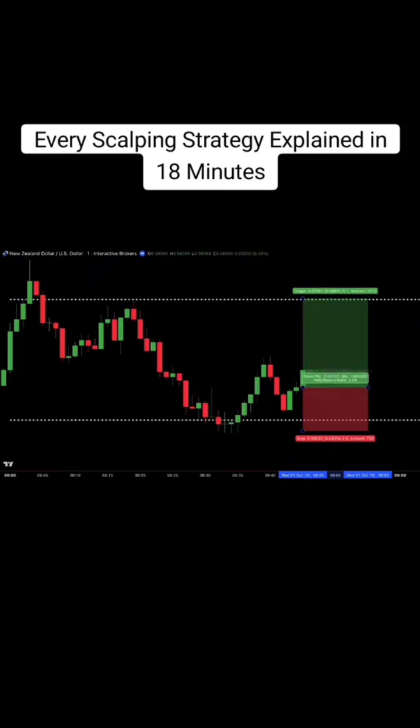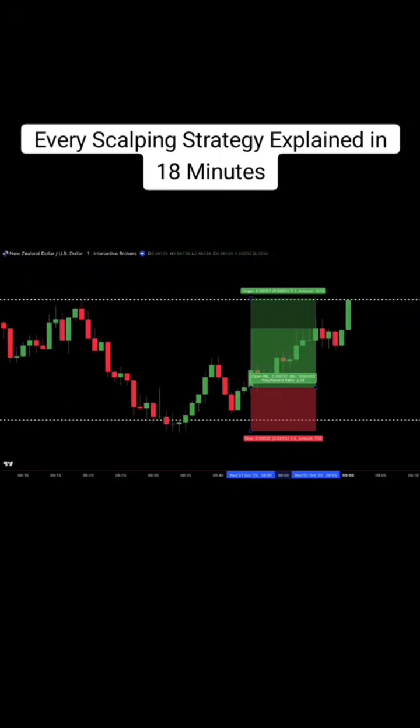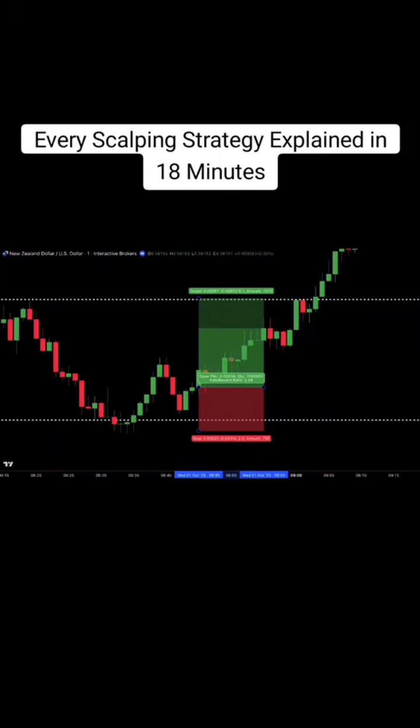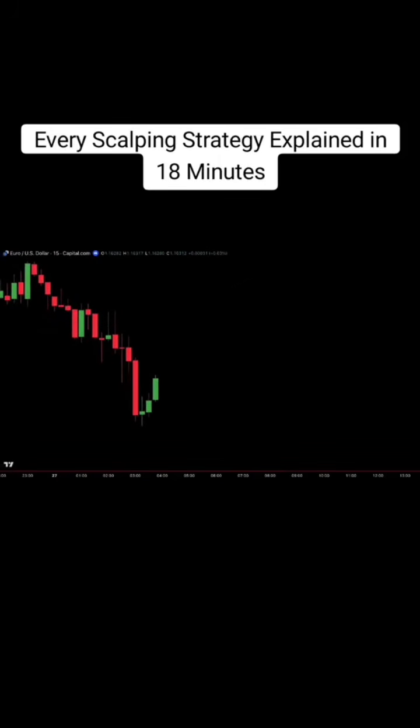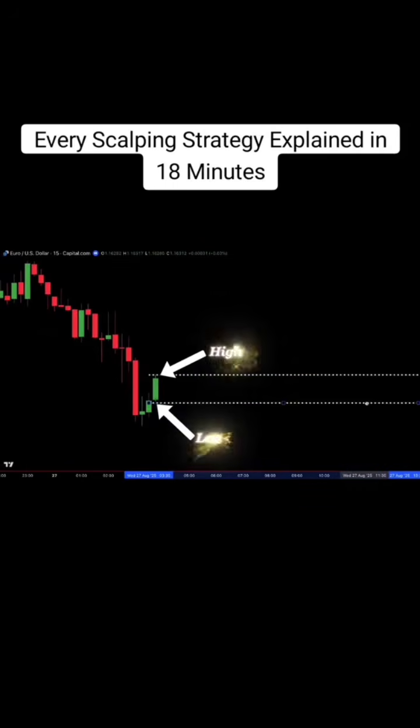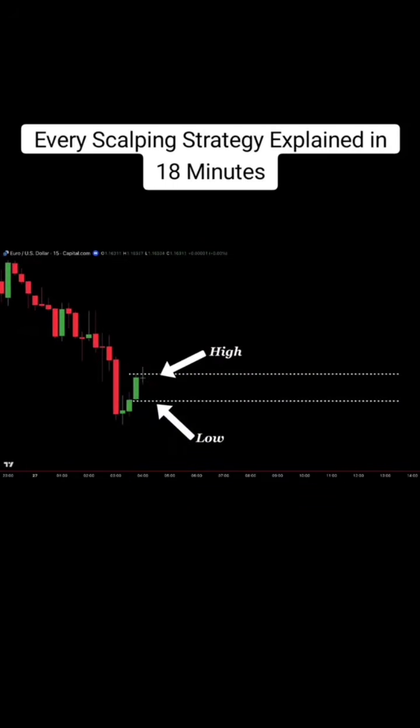Look at what happened. The market moved straight to the target. Now let's look at another real chart example. Again, start with a single candle. Draw its high and low to form the range. The next candle breaks above the range, but then closes back inside it.